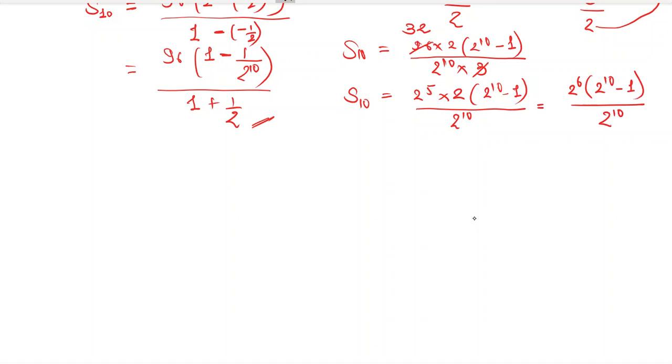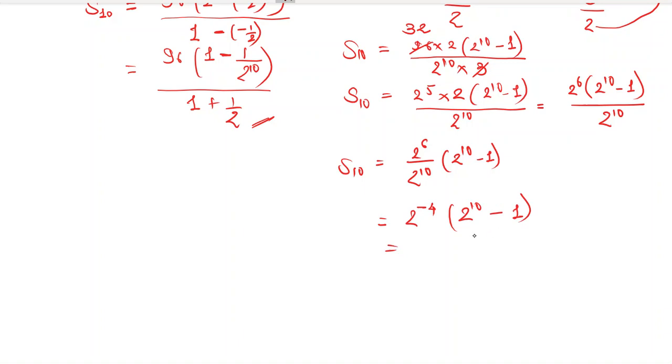Right? Now see how I simplify this. Therefore sum of 10 terms is equal to, what I will do is I will write 2 raised to 6 upon 2 raised to 10 separately, and then in the bracket I'm going to write 2 raised to 10 minus 1. Correct? Okay, now if I simplify 2 raised to 6 upon 2 raised to 10, it will become 2 raised to 6 minus 10. That is 2 raised to minus 4 into 2 raised to 10 minus 1.